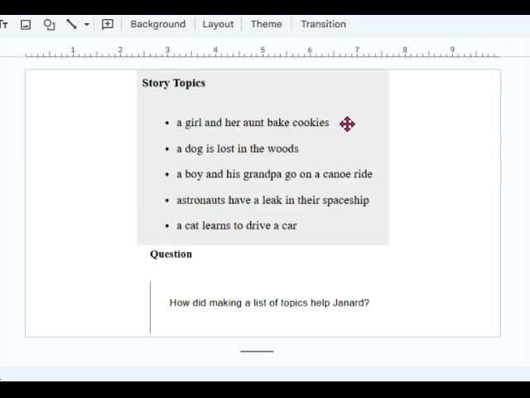A girl and her aunt bake cookies. A dog is lost in the woods. A boy and his grandpa go on a canoe ride. Hey, that's the one he picked. Astronauts have a leak in their spaceship. A cat learns to drive a car. How do you think making this list of topics helped Gennard?